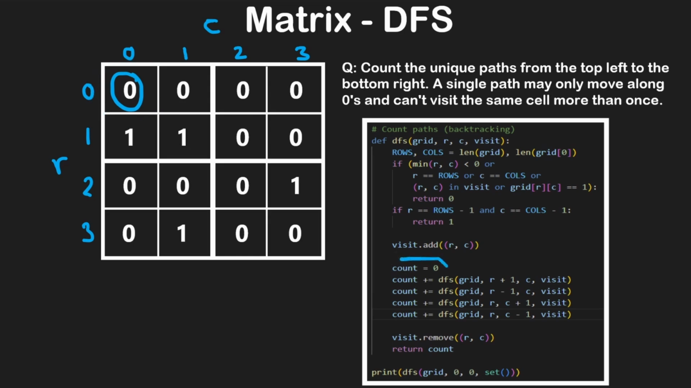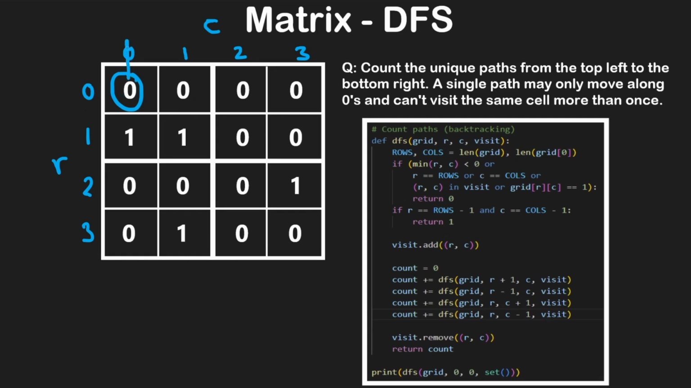We're going to set our count equal to 0. We're basically saying that from this position, we want to count how many ways we can reach the result. And we're allowed to move in 4 directions. So we can move down, that's going to be row plus 1. We can move up, that's going to be row minus 1. We can move to the right, that's going to be column plus 1. And we can move to the left, that's going to be column minus 1.